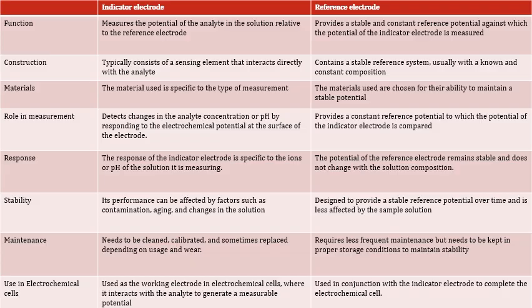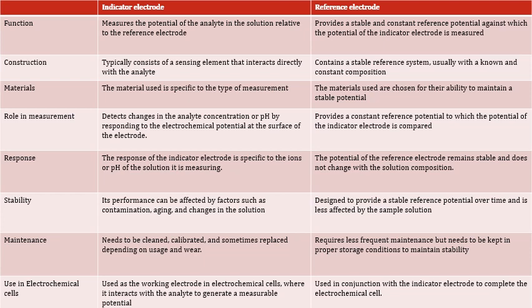interest. While for the reference electrode, in the construction, it contains a stable reference system, usually with a known and constant composition. For example, a calomel electrode has mercury and mercurous chloride, and a silver chloride electrode has a silver wire coated with silver chloride. The materials used are chosen for their ability to maintain a stable potential. This often includes elements like silver, mercury or calomel. Calomel is mercurous chloride.